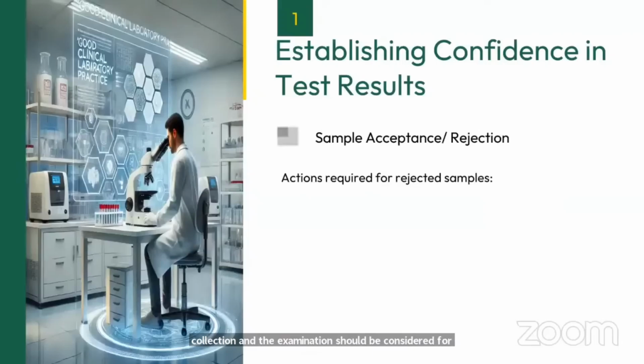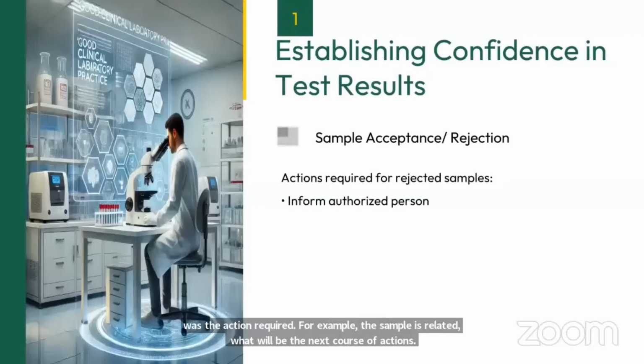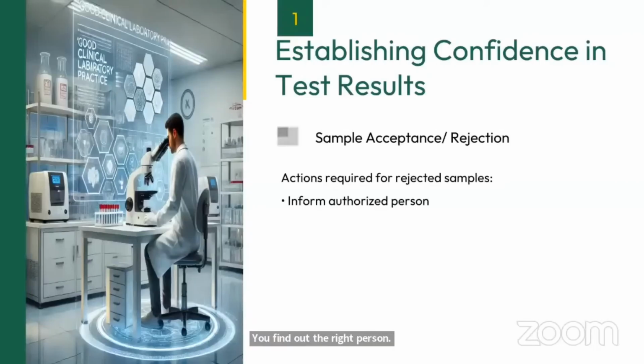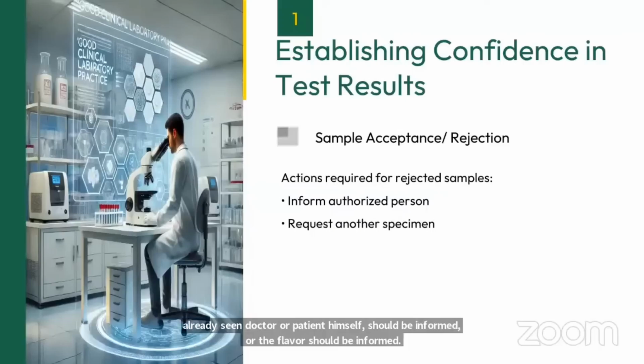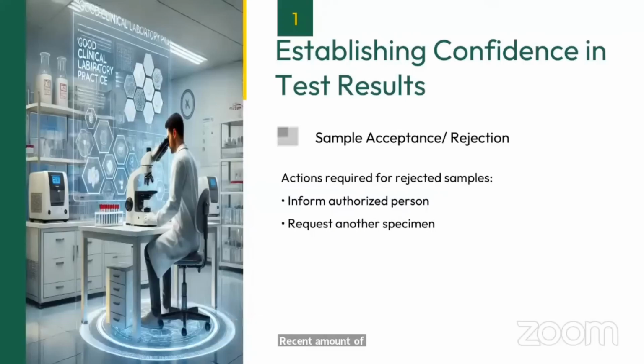What are the actions required for rejected samples? Once the sample is rejected, what will be the next course of action? Inform the authorized personnel. Who is the relevant or authorized person? As we have already seen, the doctor, the patient himself, or the phlebotomist should be informed. Request another specimen if it is possible. Like I have mentioned, certain specimens are precious and you may not be able to get another specimen. So request another specimen if it is relevant and possible.